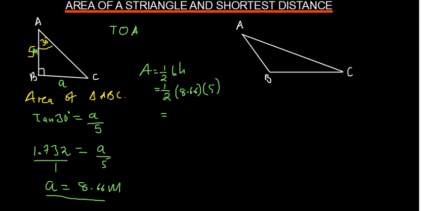So this is how you punch it. And that is going to give you about 21.65. Area is given in meters squared because this unit was a meter. So if the units were centimeters, it would be centimeters squared. So that is how you do it. Is it okay?